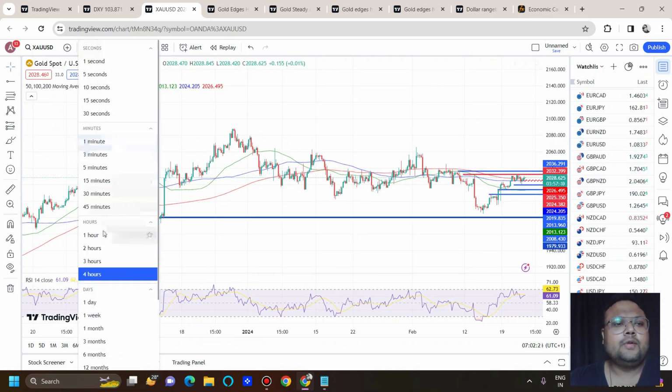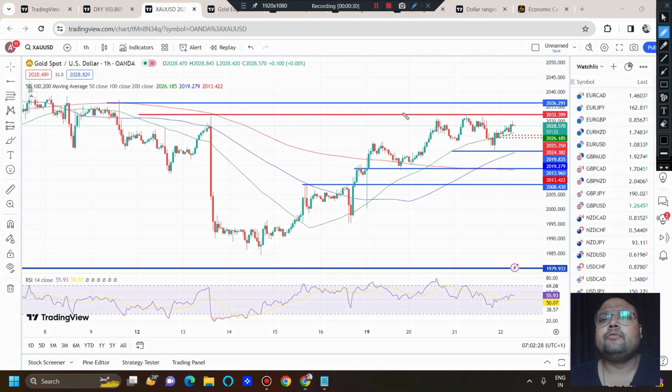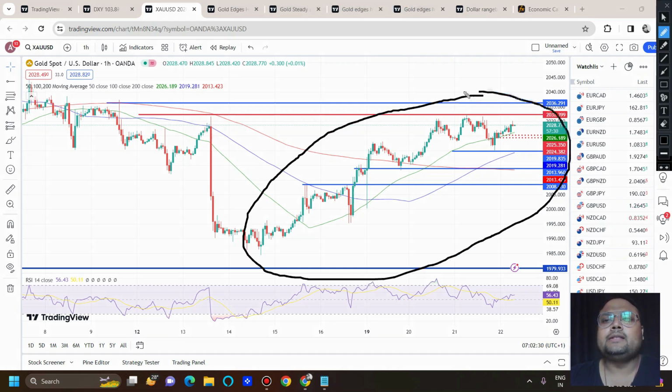But if we look at the hourly time frame, especially, the hourly time frame is the love of the day traders. On the hourly time frame, we can see a different story. We can see the market is in an uptrend.